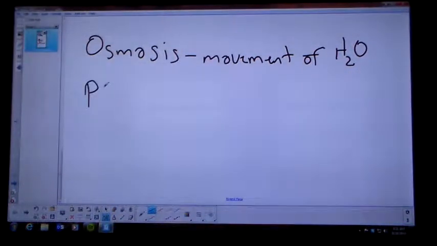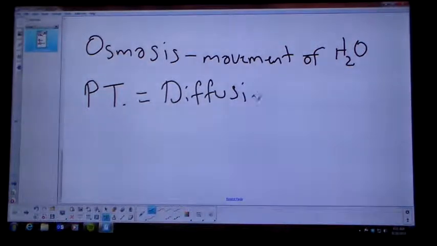Now, passive transport, which I'll notify as PT, will also be called diffusion. So if you see diffusion, things are diffusing across the cell membrane. It's the same thing as passive transport. So osmosis is diffusion of water, just movement is all it means. Okay, so osmosis is the movement of water.